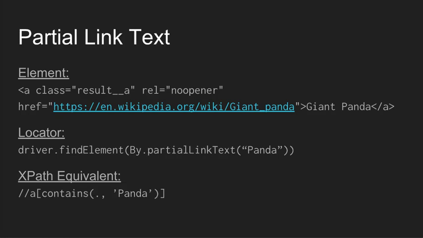Partial link text locators work the same way as regular link text locators, except that they check if the text contains a value instead of if the text equals a value.